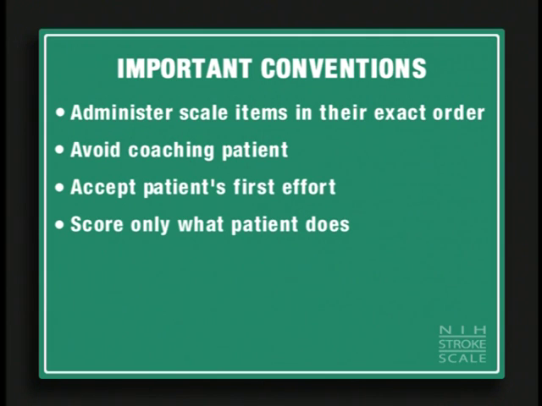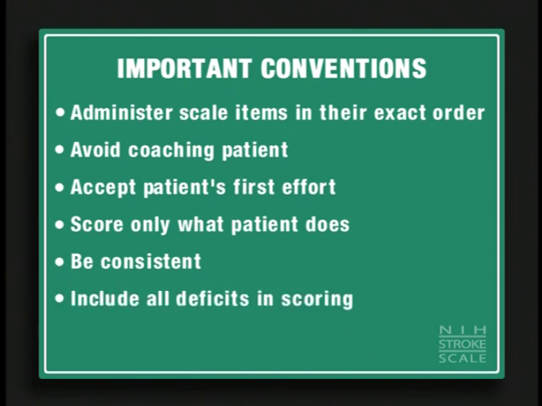Score only what the patient does, not what you think they can do. During the course of testing, you may develop an impression of level of function or lesion. Those impressions must not influence your scoring. Again, score only observed performance. Sometimes these rules don't make sense, but if all examiners do the scale the same way, the scores will be consistent. Be sure to include all deficits in your scoring, including those deficits that may result from previous strokes.